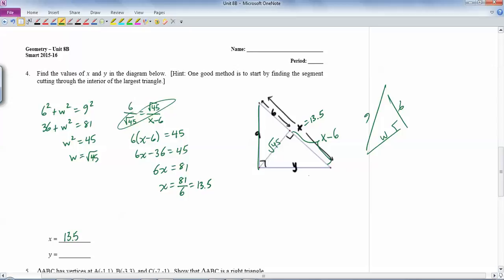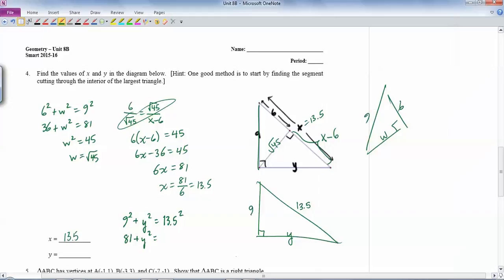So then the question is, how do we get y? You can do it a bunch of ways. You could do root 45 squared plus 13.5 minus 6 squared equals y squared, because that's a right triangle. But I think an easier one to use would be the whole big triangle here. This is 9, this is y, and x is the whole length here, which is 13.5. So we could set up now 9 squared plus y squared equals 13.5 squared. So it's 81 plus y squared equals, what's 13.5 squared?